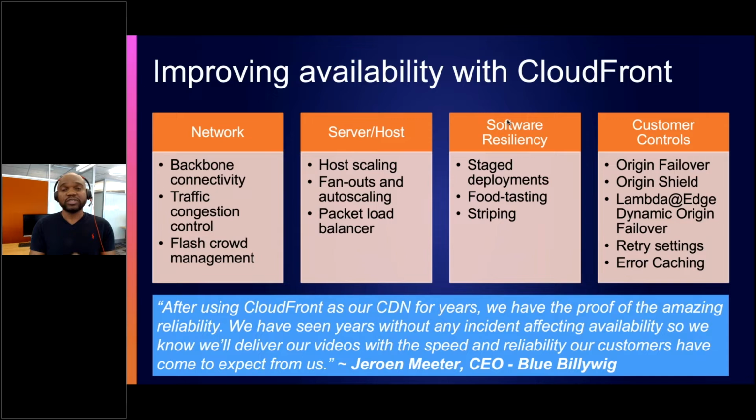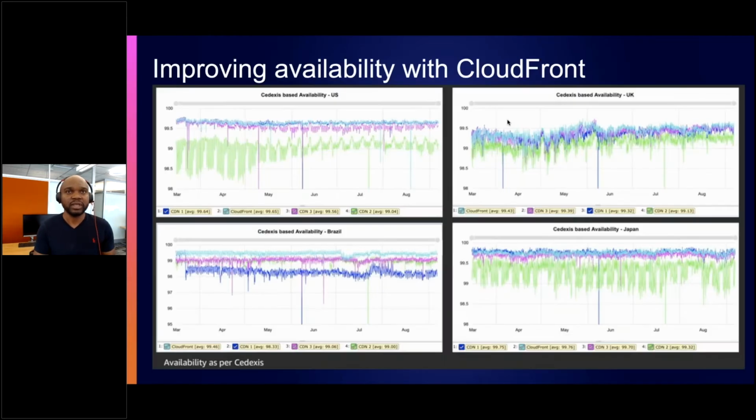We also provide some features you can enable or disable to improve availability of your web content. And here again, this is a performance matrix, or an availability matrix, from the same third-party provider, Cedexis. And as you can see, it shows that CloudFront constantly provides better availability in different countries around the world. In this sample, we have US, UK, we also have Brazil and Japan.